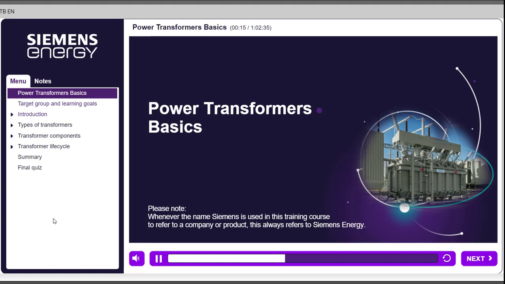This means that we only cover transformers designed for high power ratings, such as for electricity transmission and distribution, and special industrial applications with power ratings in the kilovolt and megavolt ampere range. Transformers for consumer electronics are not covered in this training.